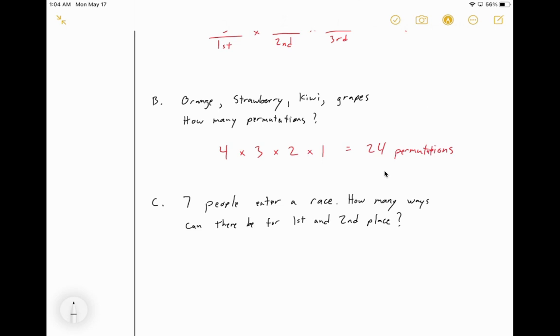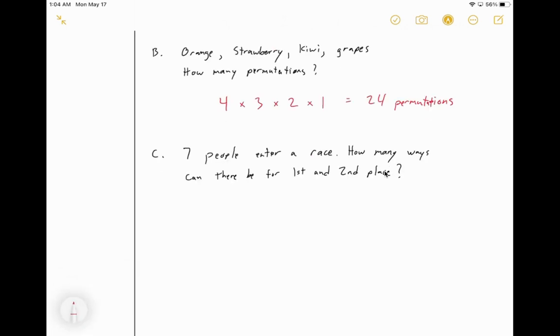All right. So what you want to do is take a look and say, okay, 7 people can enter the race. So how many people could win first? Well, if it's truly a race and people are all running it, then technically everybody can win. 7 people could win first place. And how many people could win second place? Well, somebody won first, so you don't have 7 choices again. You only have 6 people that can earn that one.